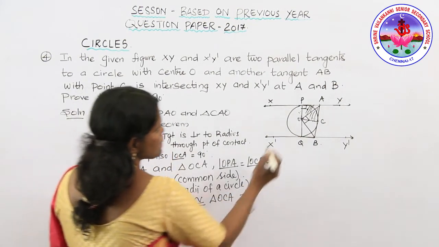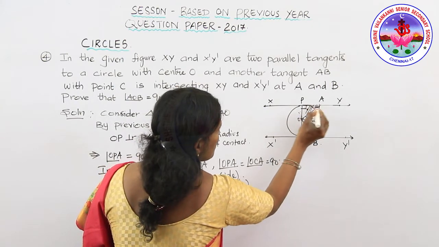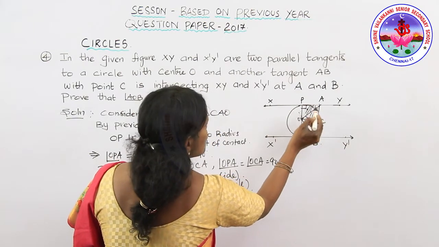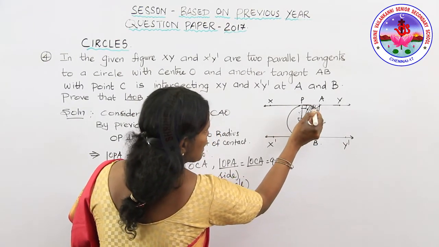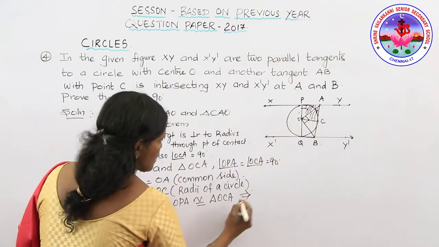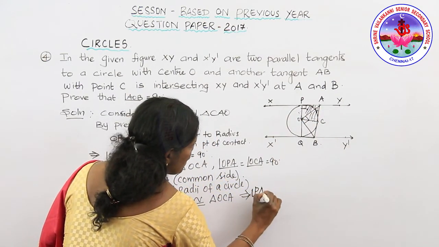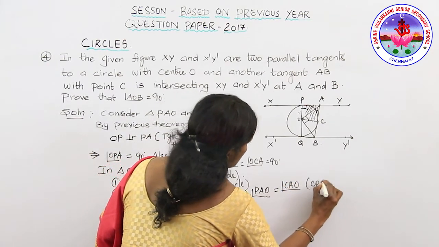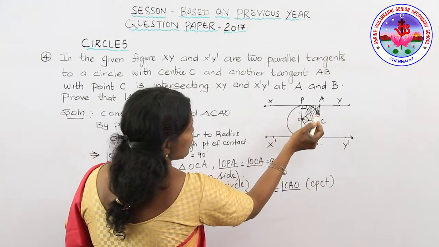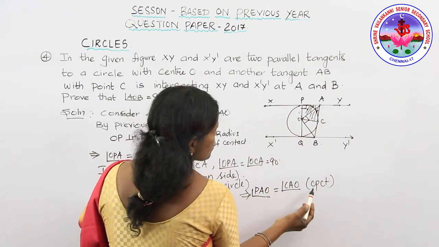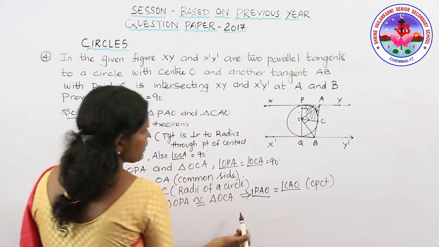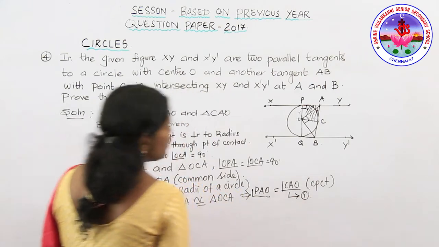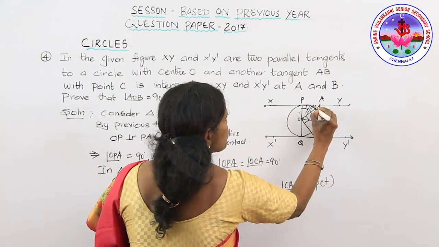Which implies angle PAO is equal to angle CAO, since these two angles are corresponding angles of the congruent triangles. So angle PAO is equal to angle CAO by CPCT, that is, the corresponding parts of congruent triangles, so these two angles become equal. I am calling this equation 1. So I proved that these two angles are equal.